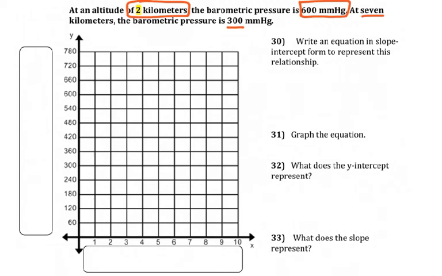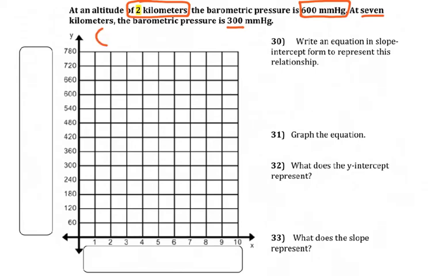Part of that is you have to know which one is the independent variable. Is it the 2 kilometers, how high you go, or is it the pressure? Which one can you control? Can you control how high you go, or can you control the pressure? Which one comes first? So write 2 ordered pairs.